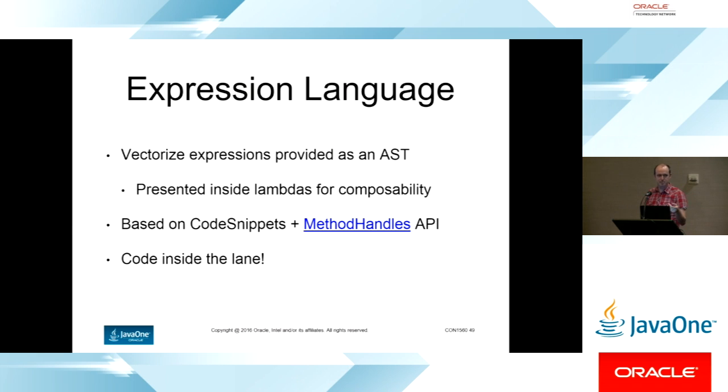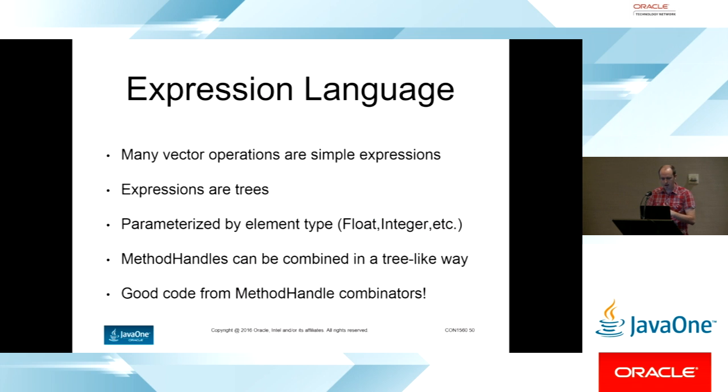We base it on code snippets in the method handle API, and when you're coding, you think of coding inside the lane, meaning vectors have lanes of elements. So when you're coding, you're focusing on one lane flowing through a piece of computation, in a stream-like way. So this follows from this series of thoughts. Say vector operations are simple expressions. Okay, maybe so. Expressions are trees parameterized by an element type. Okay, method handles, which we've discussed a bit, can be combined in a tree-like way.